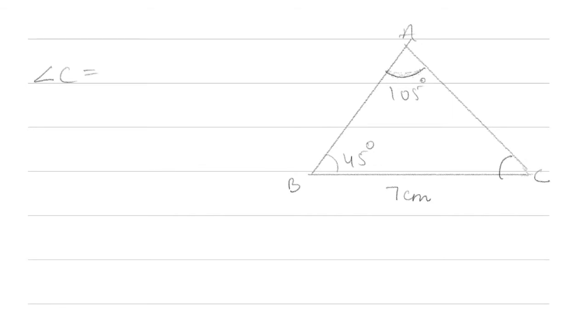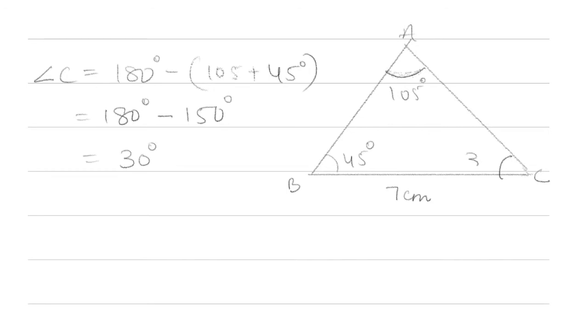Angle C would be equal to 180 degree minus (105 plus 45) degree. So this is equal to 180 degree minus 150 degree. So this is equal to 30 degree. So this is 30. And we have to draw another triangle which will be 3/4 of this triangle.